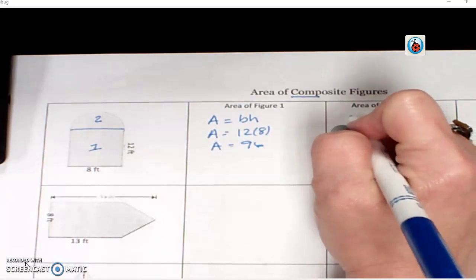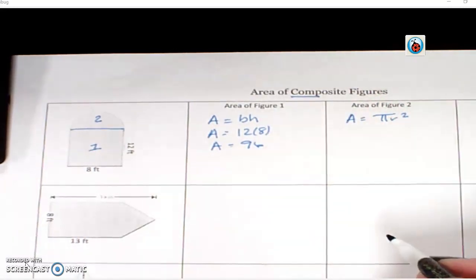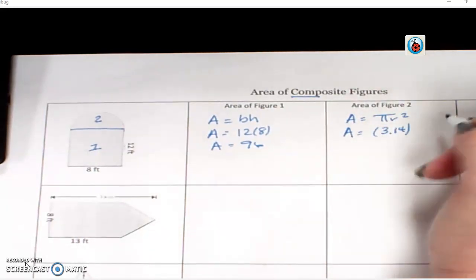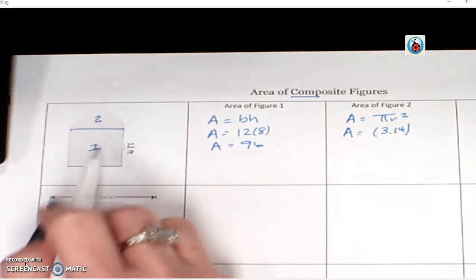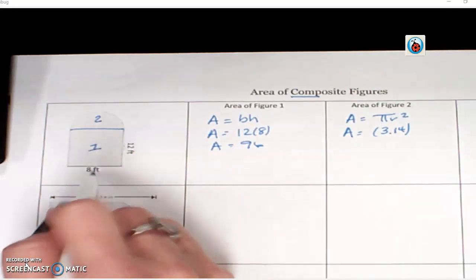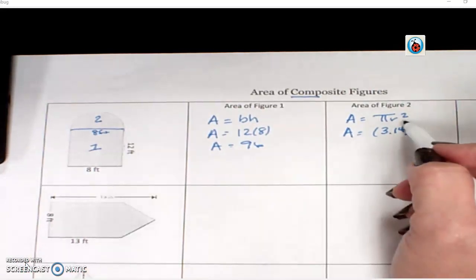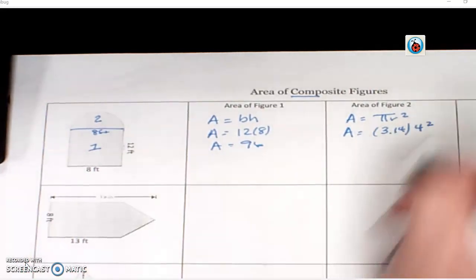This one is going to be area of a circle. That's your pi r squared. We know pi is 3.14. In this one, we see that our diameter would be 8, because if it's a rectangle, this is 8, then that means this is 8. But we don't need diameter, we need the radius. So half of 8 would give me 4 squared.